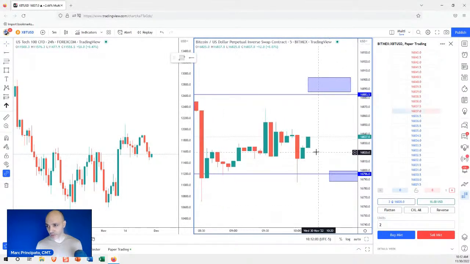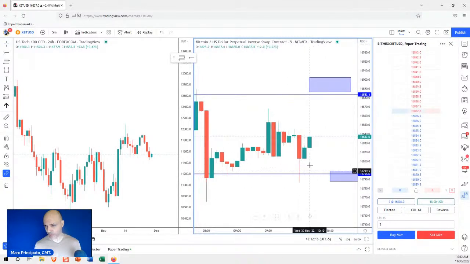So here's what I'll do. I'll put in the limit order for one. The reason why I took two contracts is because, again, I want to demonstrate the runner. And I'll see if the market gives me the opportunity to demonstrate that. I don't know if it will, but we'll find out.